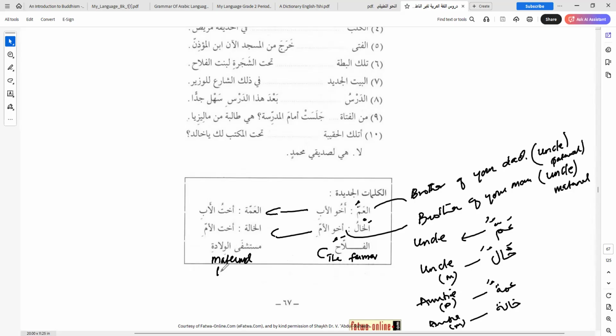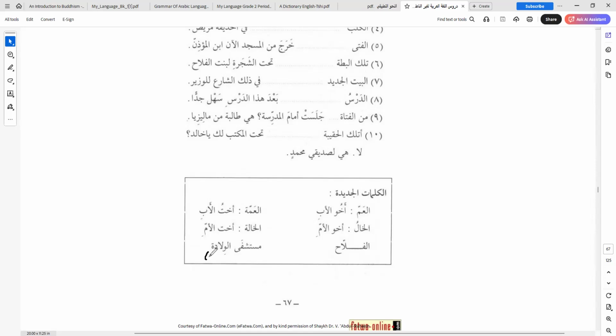مستشفى الولادة, maternity hospital. Literally it means a hospital where babies are delivered, right? So that's maternity hospital. So these are kalimat al-jadida.